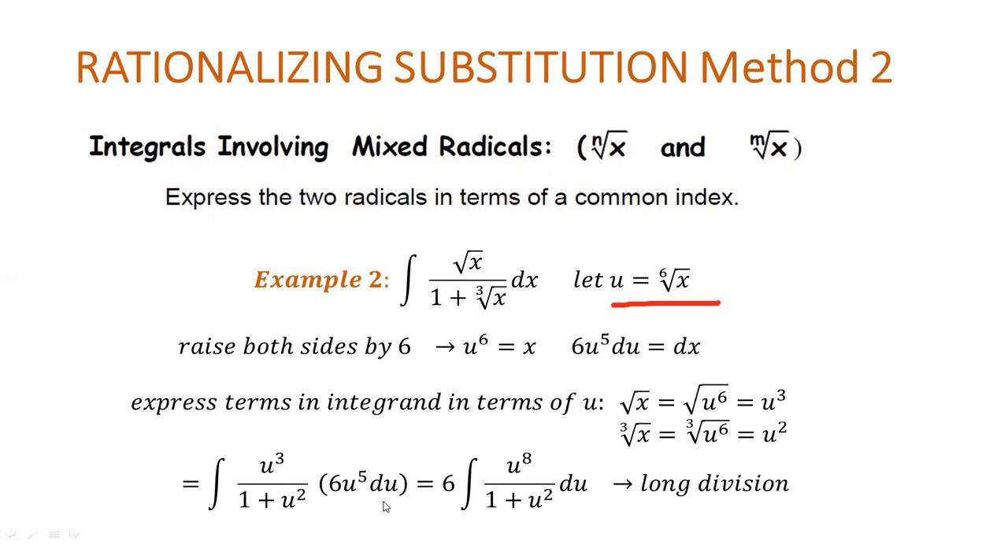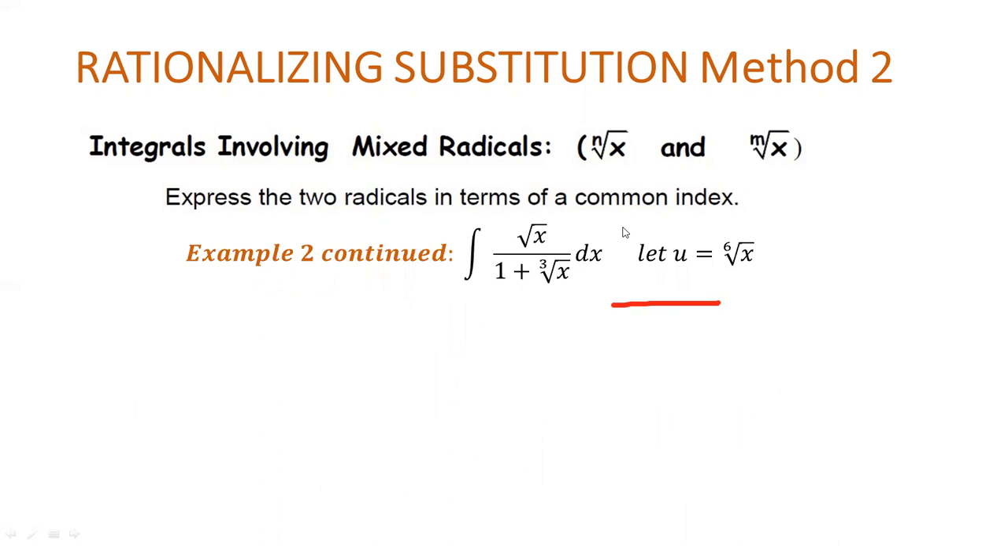Simplifying by rules of exponents, placing the constant before the integral, you have 6, and this is u raised to 8 du, and you have 1 plus u squared. Now, the exponent, again, of the numerator, or the degree of the numerator, is greater than the degree of the denominator, telling you to perform long division. Then you're ready to perform long division. Of course, you know how to do that. Okay, let me erase what I have written here.